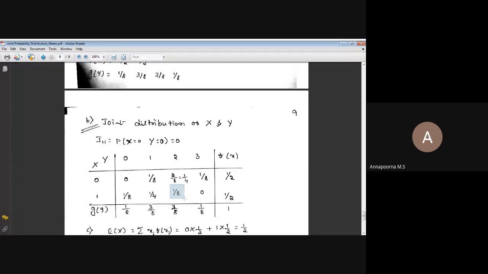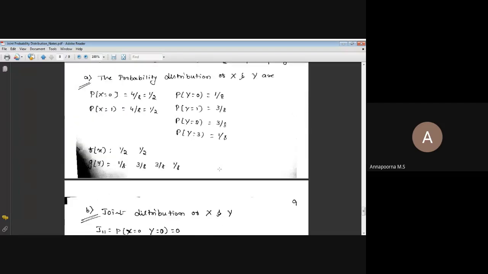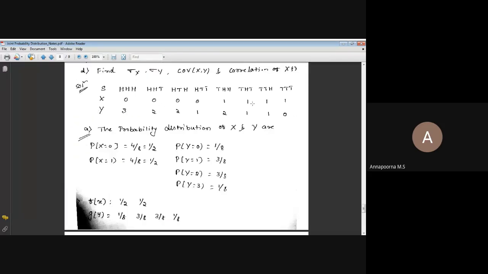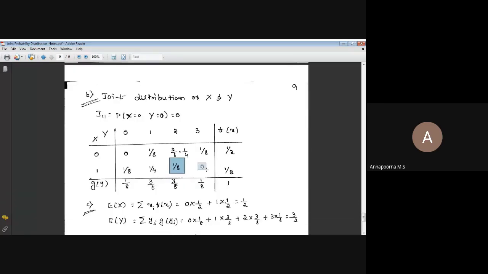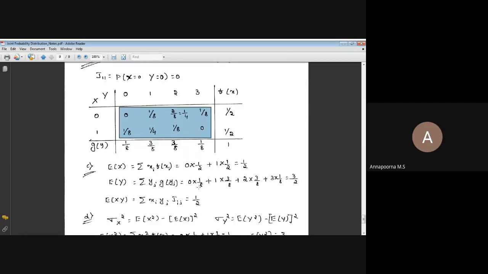See this one, right? Again X is 1 and Y is 3. So there exists no case such that X is 1 and Y is 3. Okay, so therefore this probability is also 0. So now we have got these F values, probability of X, these G values, probability of Y, and the joint distribution, the Jij values. So now we will go for finding these expectations, standard deviations, covariance and correlation.